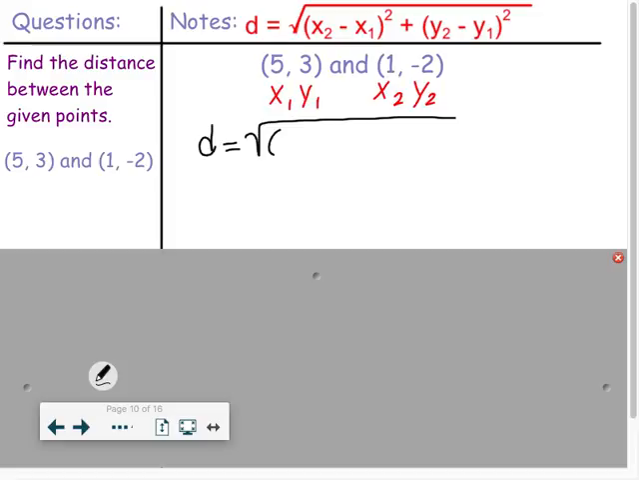So I start with x2, which is 1, and in the distance formula, you notice that you're subtracting x2 minus x1. So I will do 1 minus 5 squared plus y2 is negative 2, so negative 2 minus 3 squared. Before I move on, I'm going to check and make sure that I've used each of those numbers once.